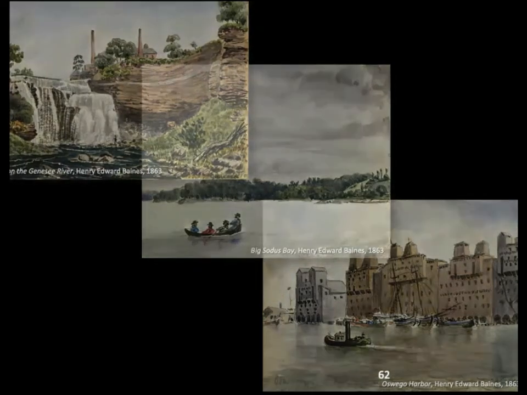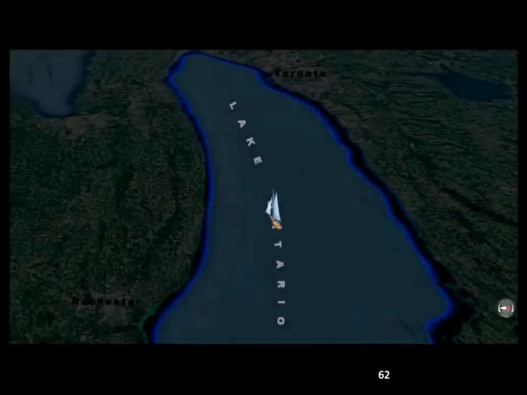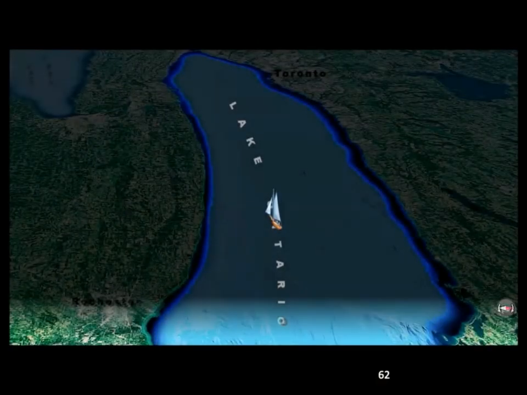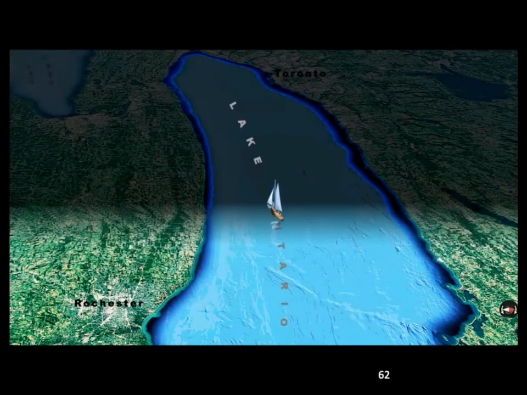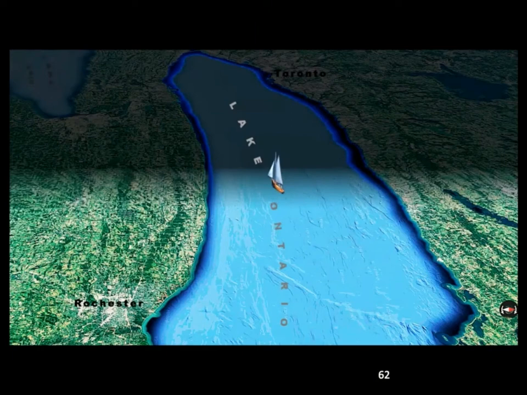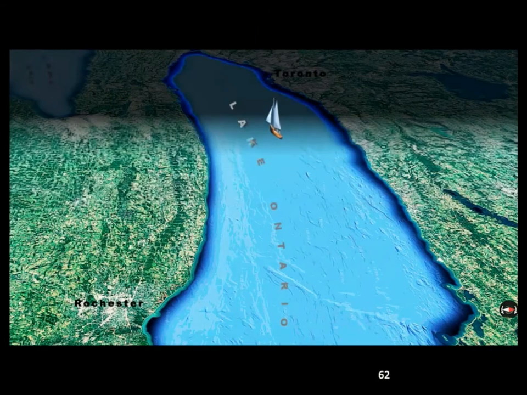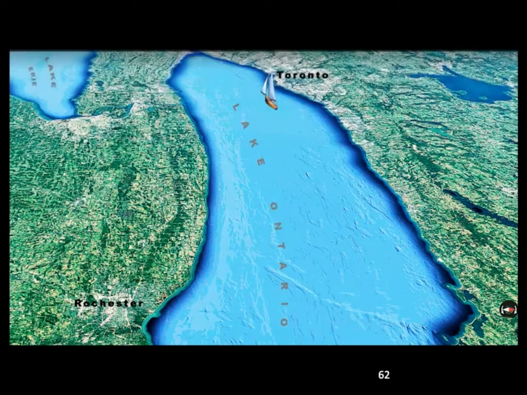Now, I don't have time tonight to describe all of Henry's adventures, but they are all contained in my book, along with many more watercolors and pen and ink sketches. On Thursday, August 27th, 1863, after a cruise of 25 days, the Breeze arrived back in Toronto. But this is not the end of the story.